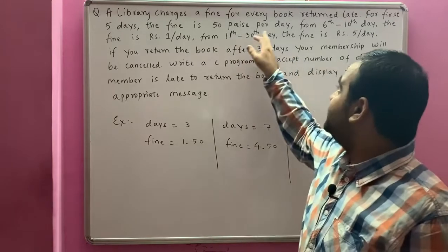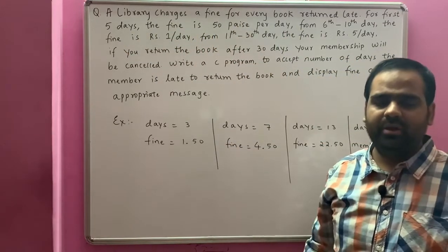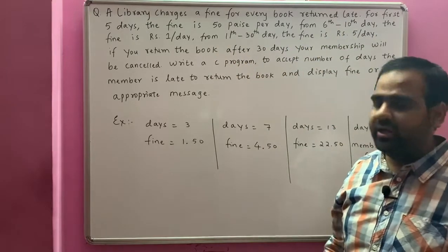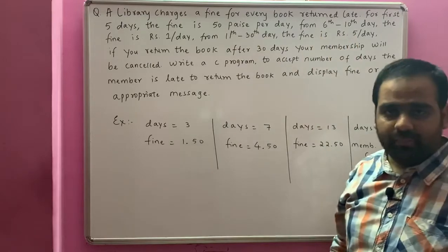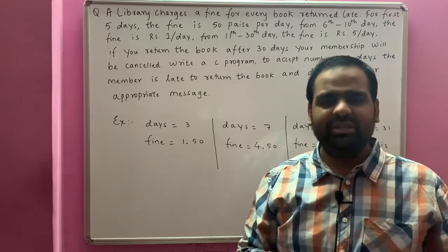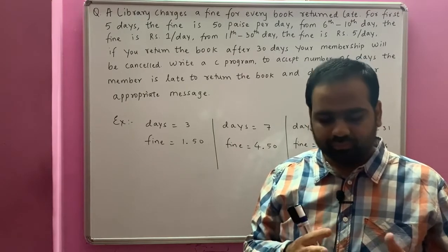Now for the first 5 days, the fine is 50 paisa per day. From 6th to 10th day, the fine is 1 rupee per day. From 11th to 30th day, the fine is 5 rupees per day. And if you return the book after 30 days, your membership will be cancelled. Right, that is what we need to display as the message.